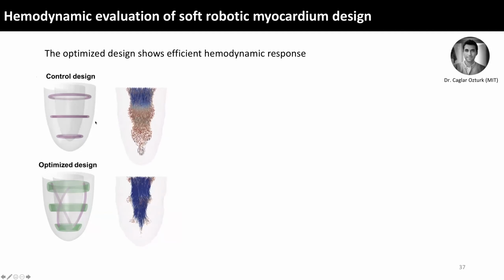displacement of fluid. This is with a control design where we just have circumferential actuators, and at the bottom here is an optimized design. And what you can see here, sorry, I'm not sure if those videos played too well for you, but basically what we're looking at is velocity streamlines over one contraction cycle. The blue velocity is higher velocity and the red is slower. So you get some stagnation or slower velocity blood in the control, and you get less in the optimized design.